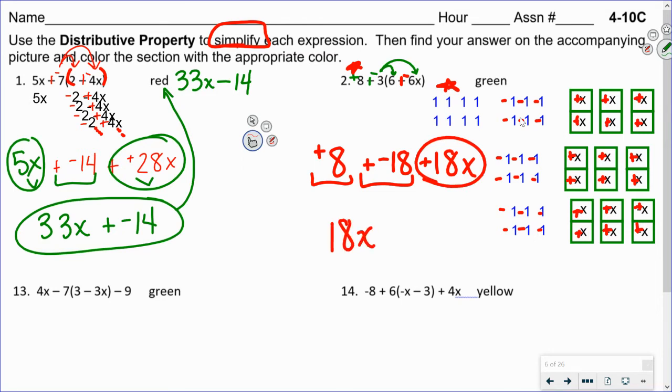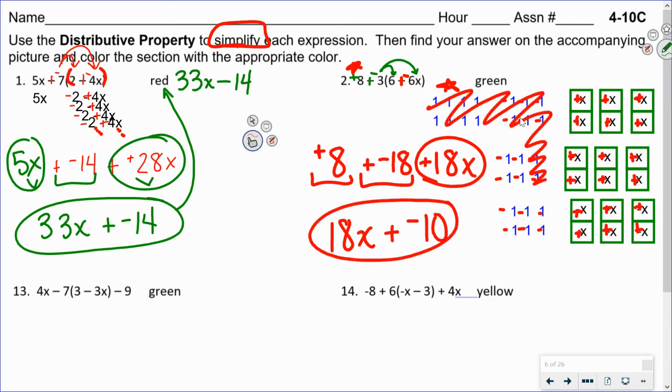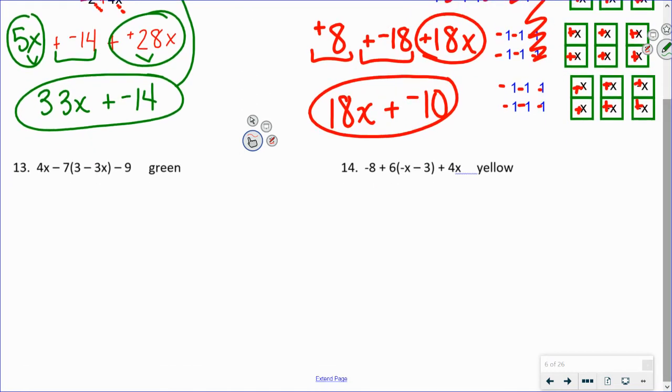And hey, why not just combine those like terms? We have positive 8, we have negative 18. We end up in the negatives because those will cancel out, leaving us with negative 10 and a positive 18x. Now, once again, when you go to color this green, if you can't find adding a negative 10, you could also look for subtract 10. That means the same thing. I'm going to hop to the next page. I think these problems will help.